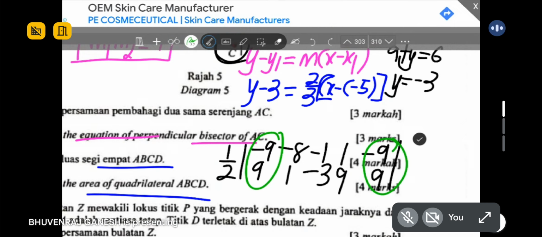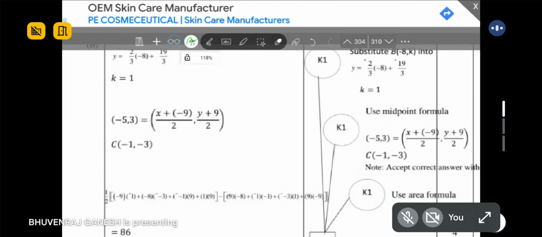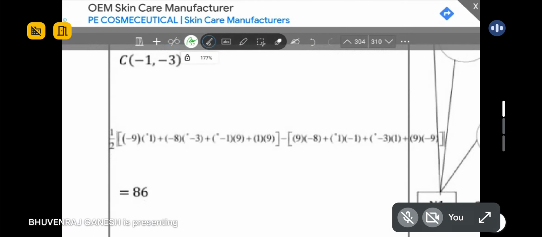Okay? Are you clear, guys? How to get this format? Jelas? So again, the method of solving is the same. Okay, kaedah selesaikan macam tadi. So I don't want to show already. It's the same thing. Okay, so this is your answer. You should get 86 final answer.